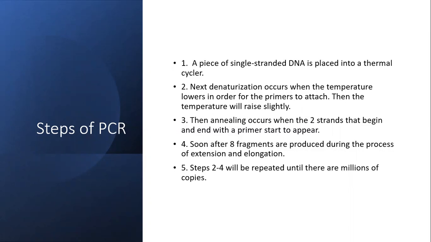Next, annealing occurs when the two strands that begin and end with the primer start to appear. Soon after this occurs, 8 fragments are produced during the process of extension and elongation. Then steps 2 to 4 will be repeated until there are millions of copies, and then these are processed by biologists, doctors, scientists, whomever happens to be working with the PCR.